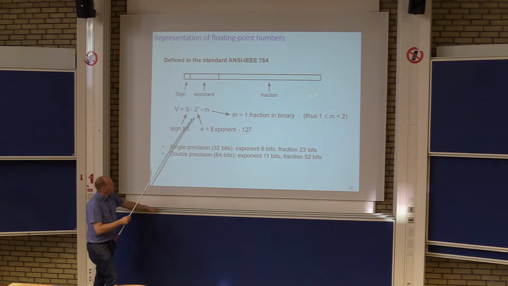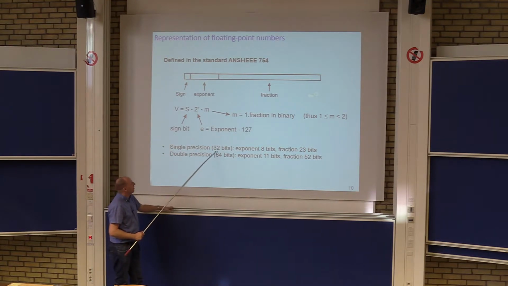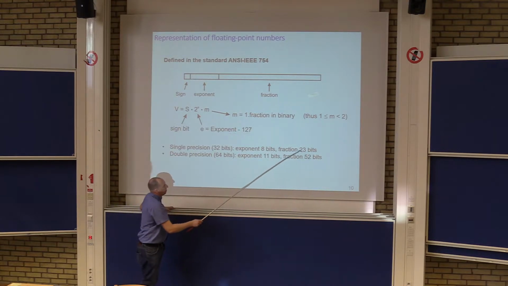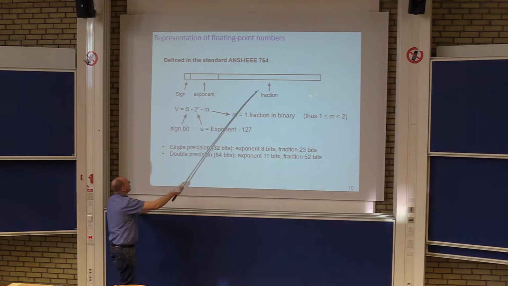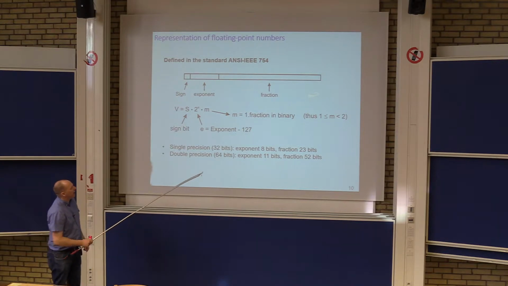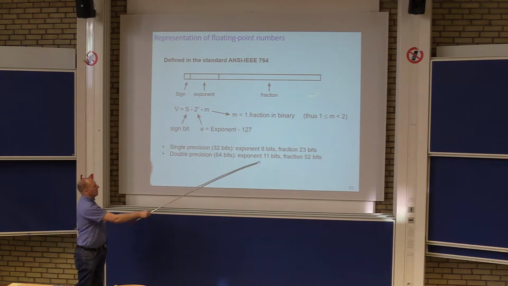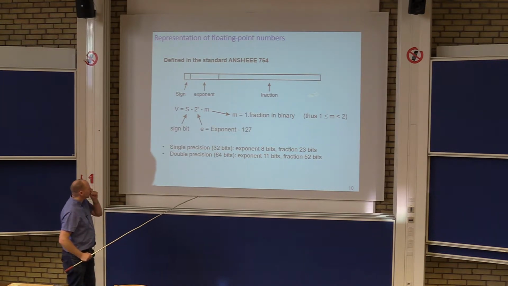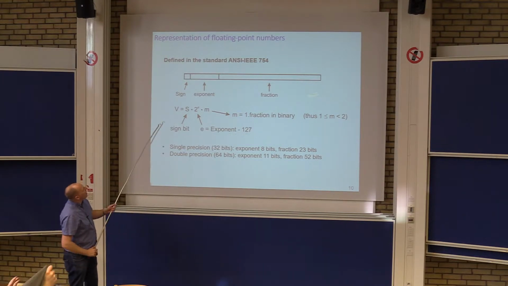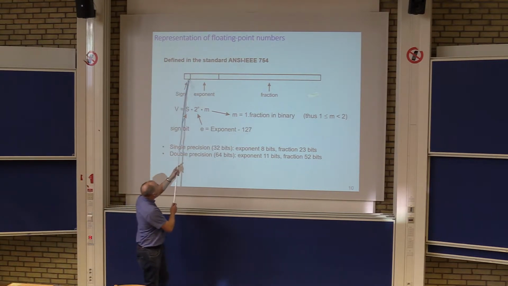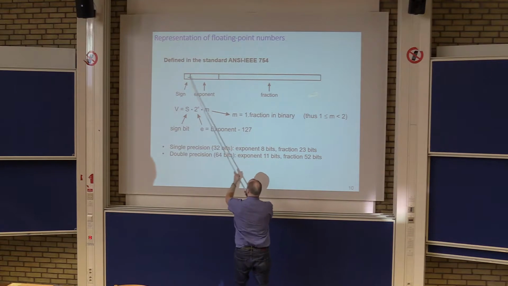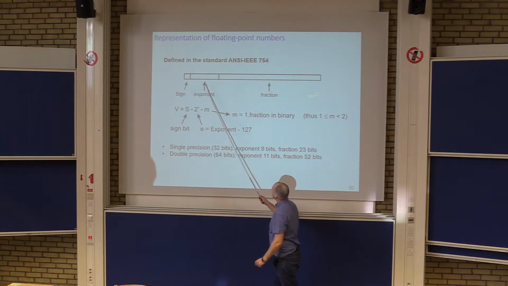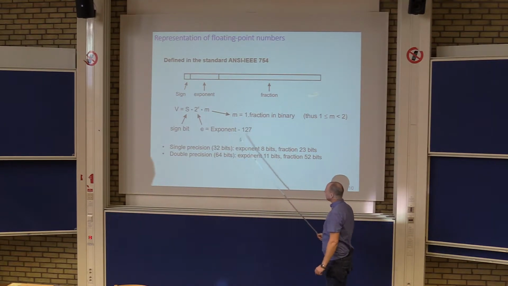And then from the standard it's decided that if you have a 32-bit or a single precision number, you will use 8 bits for the exponent and 23 bits for the fraction part. So we'll come back to that. And for the double precision, it's 11 and 52 bits instead. So basically, all the bits are divided into these three parts. You have a sign bit, you have an exponent, and a fraction.